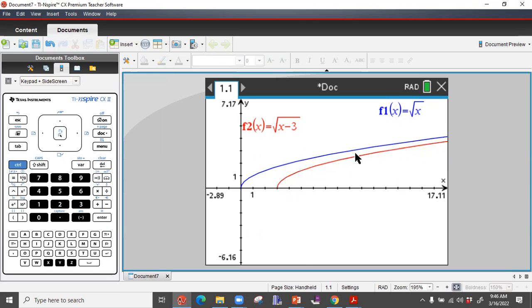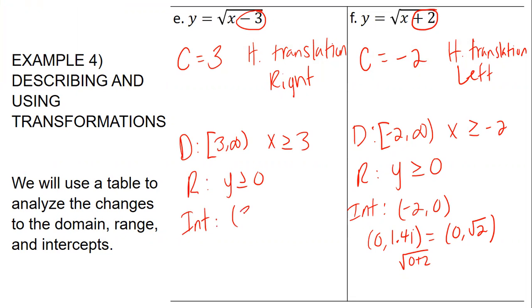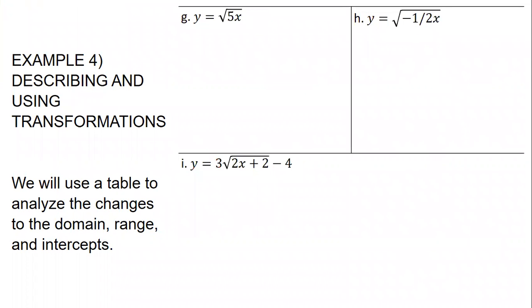So this is where my domain begins. Was my range changed? Did my range change? No. So the domain now started at 3 and went to infinity. So x had to be greater than or equal to 3. My range did not change. And my intercept is only at 3, 0. No, it's not there. You only put it where it's at. All right, how do we feel about horizontal translations? Doable? Yes? All right, so now we're going to move into horizontal shrink and stretch.